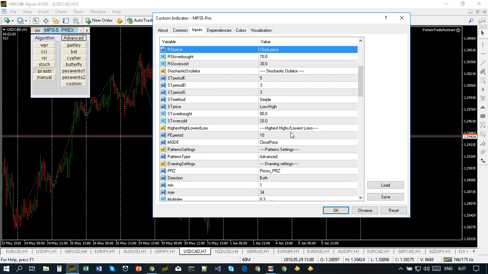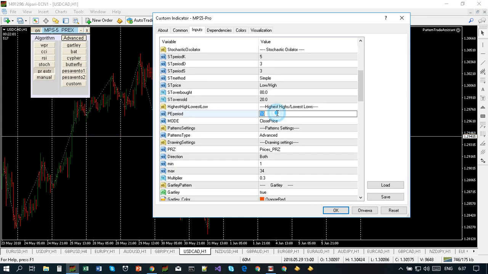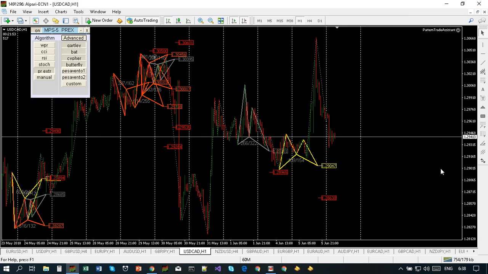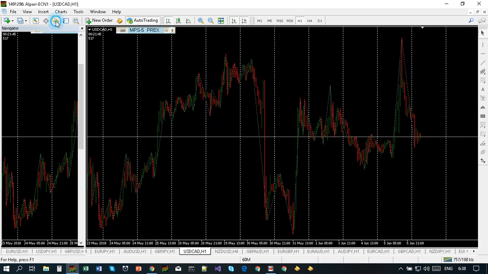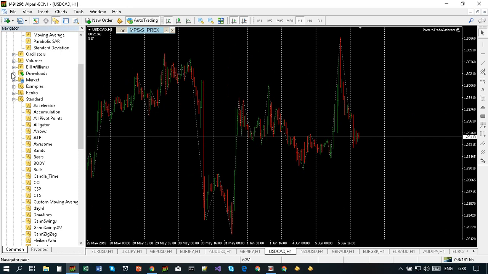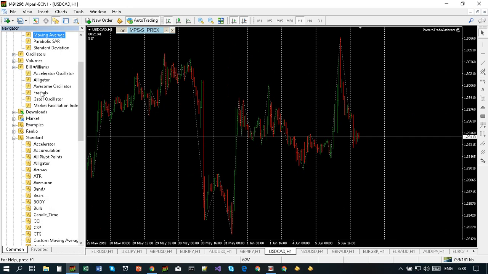Okay, let me go to this, and let me switch this back. No, it's not. Highest high and lowest low. We can move to fractals as well. It is also a price extreme algorithm. You see how many patterns it shows. The fractal is the Bill Williams indicator. Let me show you what the fractal looks like. It is this.